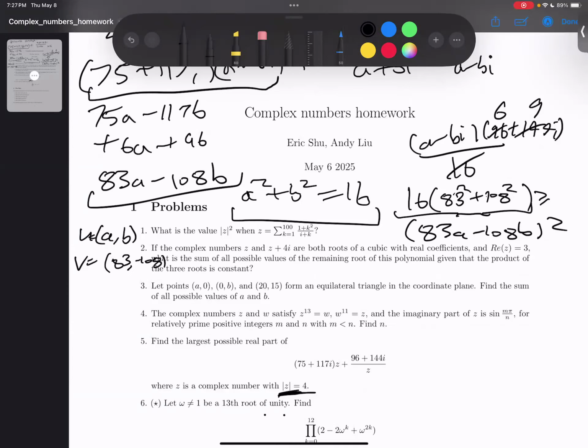Wait, I just realized what I was doing. I'm looking at this year's AIME problem, and its answer is an odd number, and I'm really confused. But no, it's a completely different problem. So I think we are actually okay. So what is 83 squared plus 108 squared? What do I, wait, I'm very confused now. Andy, do you know what is happening?